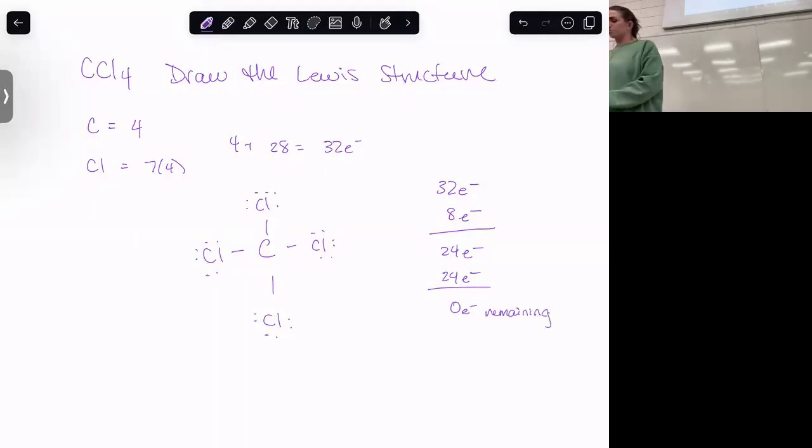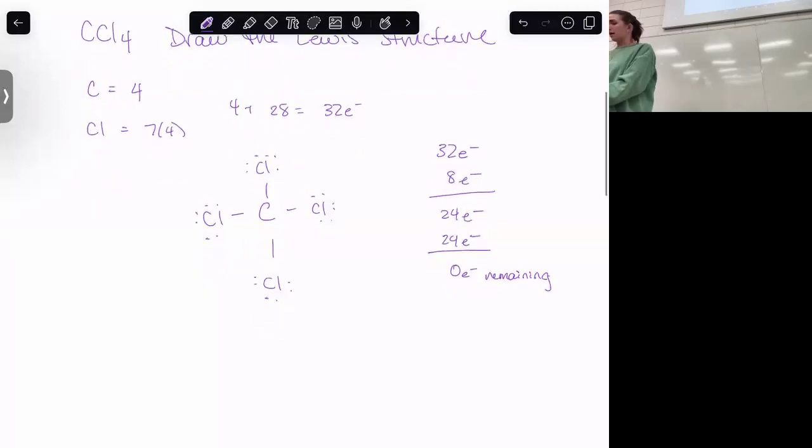Nope. And if we check the octets of all of our atoms, are they all happy? Do all of them satisfy the octet rule? Yep, so we don't need to draw any double bonds or anything, right? We can just keep it as is. Okay, does that make sense for drawing a Lewis structure? We can calculate the formal charge while we're here, just so that we talk about it.